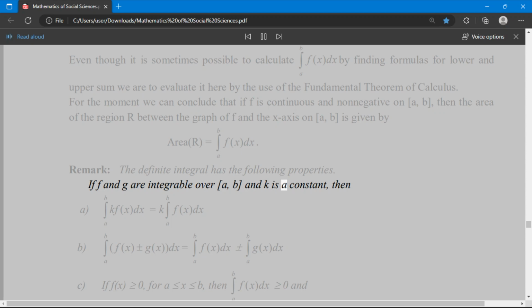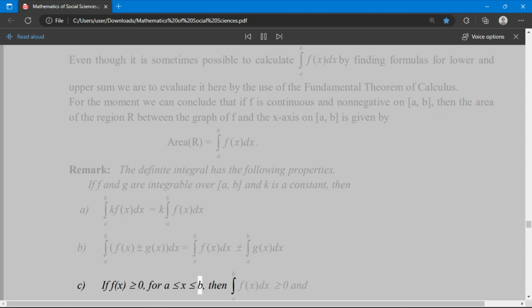Remark: the definite integral has the following properties. If f and g are integrable over [a, b] and k is a constant, then ∫_a^b k f(x) dx = k ∫_a^b f(x) dx, and ∫_a^b [f(x) + g(x)] dx = ∫_a^b f(x) dx + ∫_a^b g(x) dx.